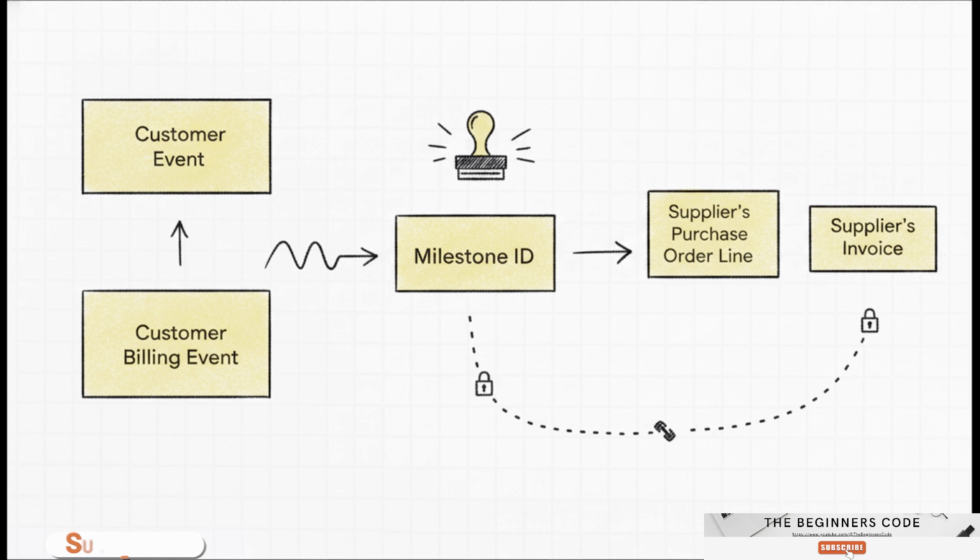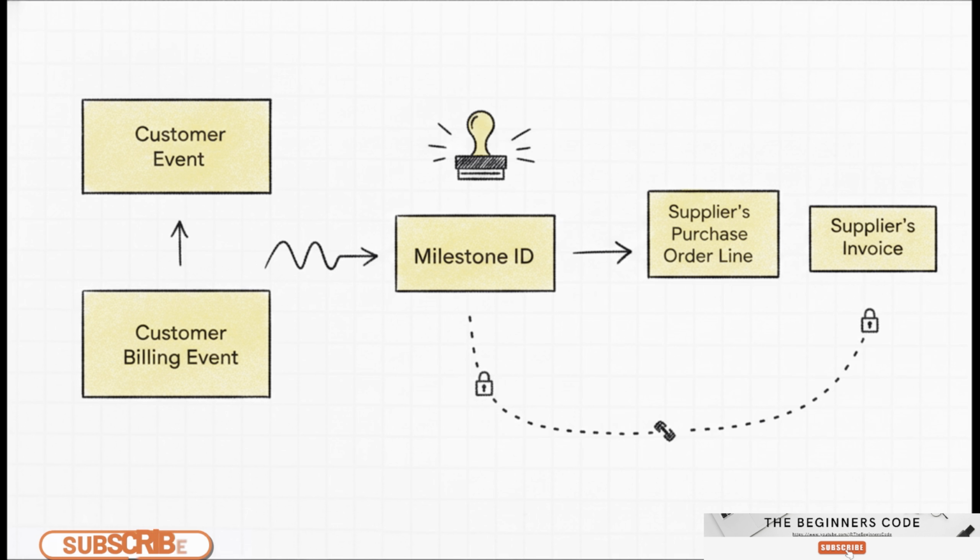A DFF allows your system to store a common commercial reference right across entirely different modules. You could create a unique milestone ID, let's call it PL001, and stamp that exact ID on both the customer's accounts receivable billing event and the supplier's accounts payable invoice. Now you have a perfect, easily searchable link. Anyone in finance can query PL001 and see both sides of the transaction instantly.